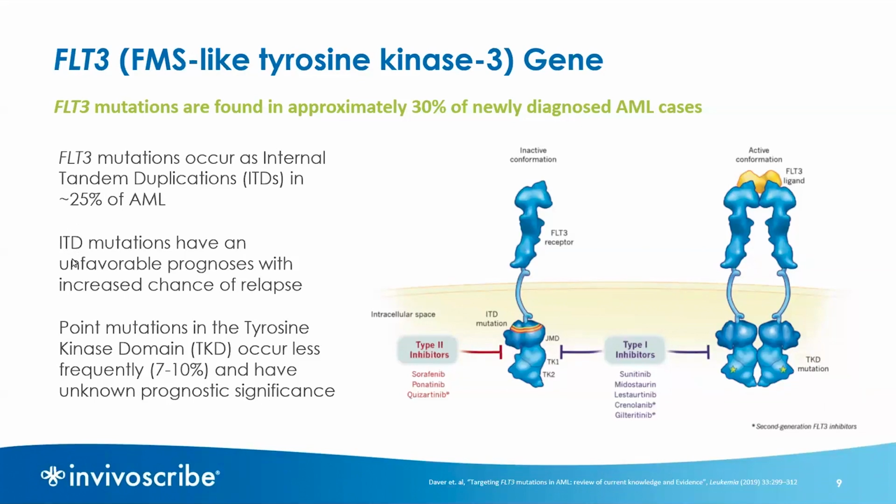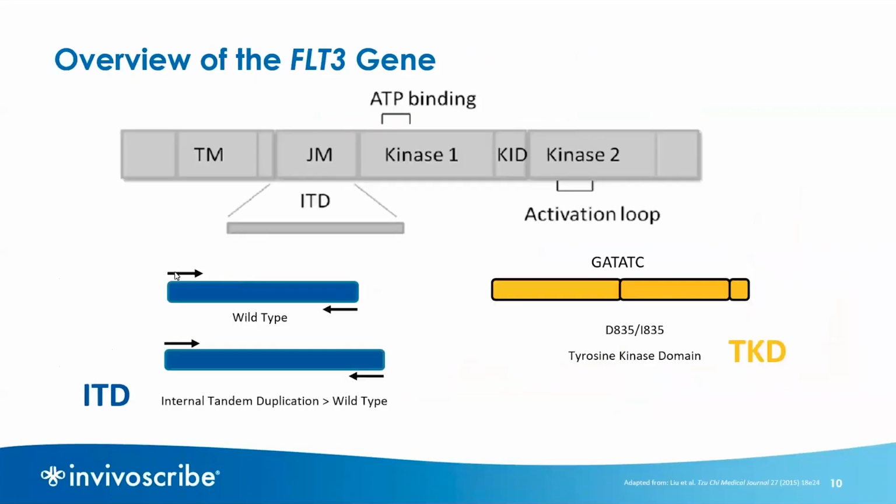ITD mutations specifically have an unfavorable prognosis, with the other class of mutations, TKDs or tyrosine kinase domain, occurring less frequently and having unknown prognostic significance. So moving forward, we're really going to address just the ITDs in this particular talk. So here's just an overview of the gene. This is a wild type gene, and when you have insertion of ITDs within the juxtamembrane domain, the internal tandem duplicate transcript here becomes much larger and is detectable on fragment analysis.